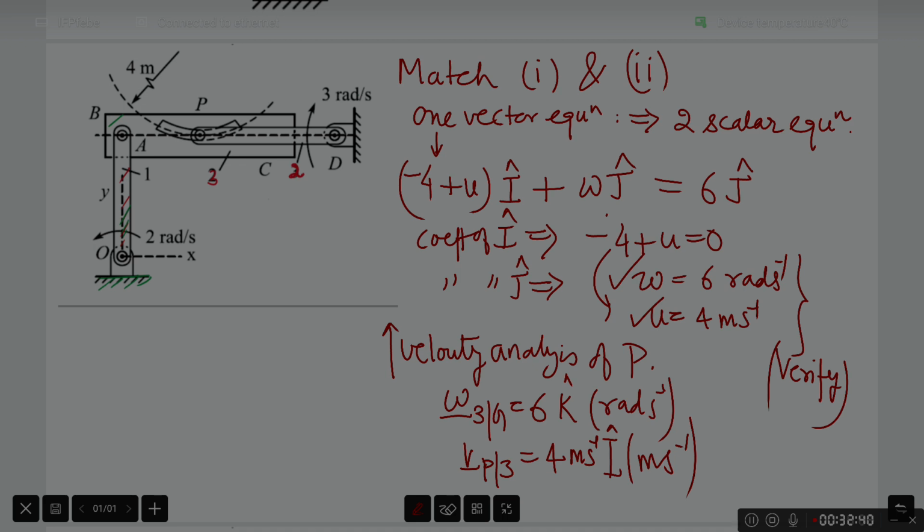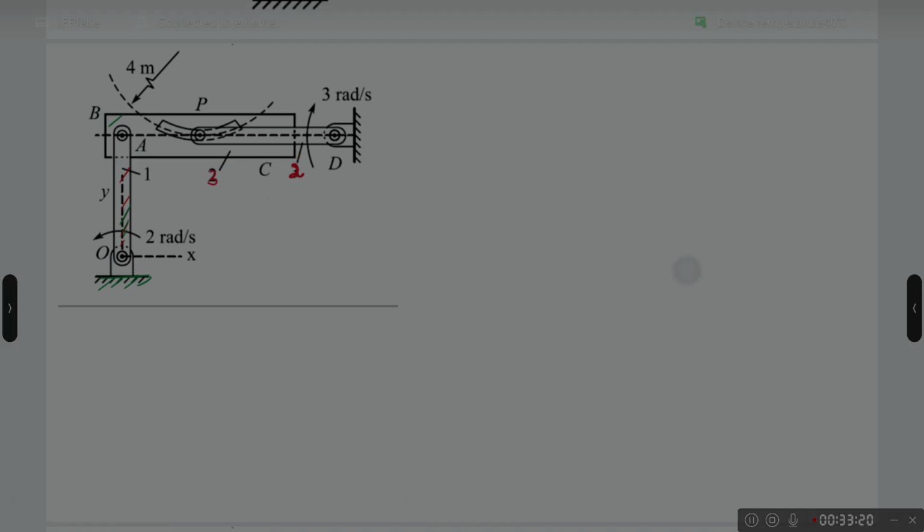However, these are not the quantities we have been asked to find. We have been asked to find this quantity, the angular acceleration of 3 with respect to g. I will show that these solutions will be the stepping stones before we are able to find the angular acceleration of 3 with respect to g. Now, according to the procedure I laid out in the beginning, the next step is to do acceleration analysis of point P. Let's do that.